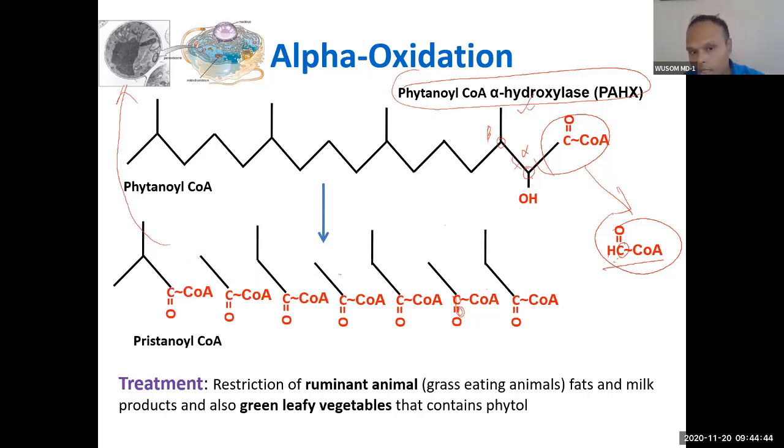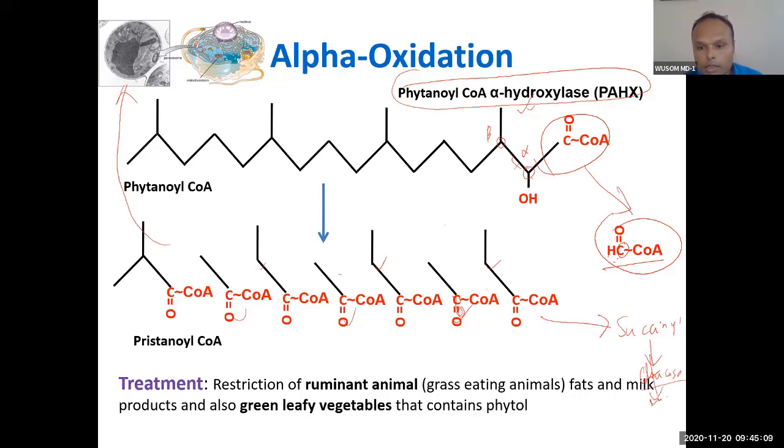In that process, you can see 3 acetyl coenzyme A, and 3 propionyl coenzyme A. I told you phytanic acid is also a source of propionyl coenzyme A, and propionyl coenzyme A converts ultimately into succinyl coenzyme A. Remember, this will convert into glucose, or in the fed condition, it will convert into energy.